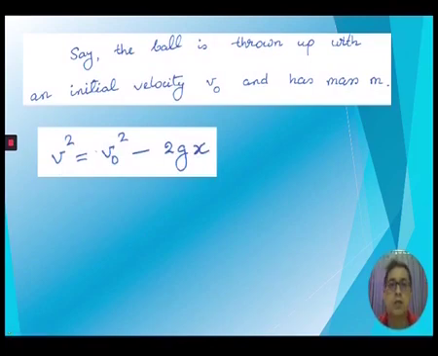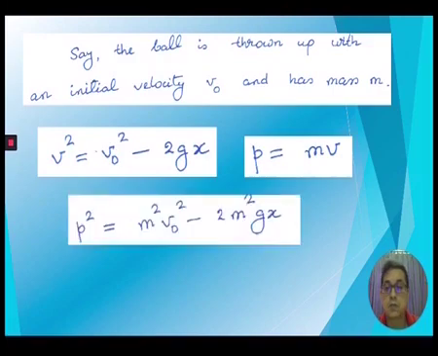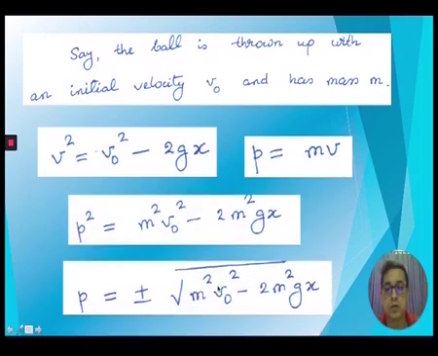So you multiply both sides by m squared. If you do that, you are going to get this equation. You are multiplying all the sides. Now immediately you get a relation between momentum and position. So this is what you get: p is equal to plus or minus the square root of m squared v0 squared, minus this term.